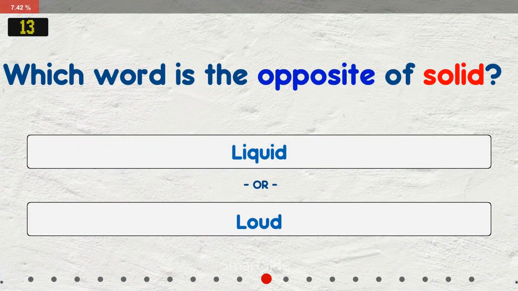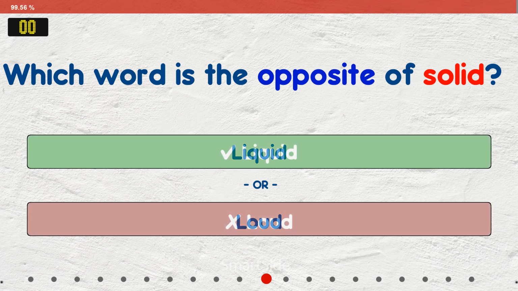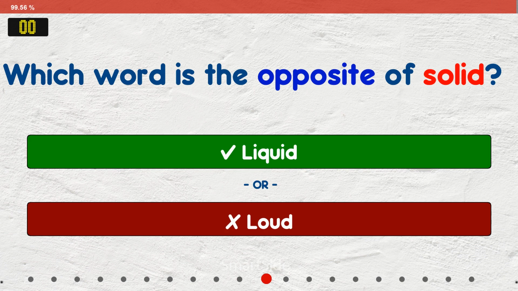Which word is the opposite of solid? A, liquid. B, loud. The answer is liquid.